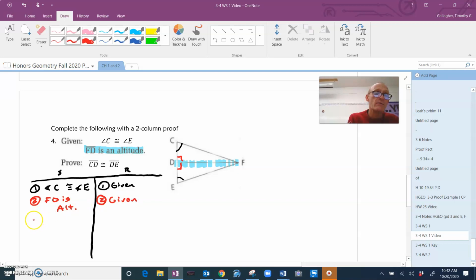And number 3, angle CDF is congruent to angle EDF. Now, because altitudes, we said altitudes already, make 2 congruent right angles.